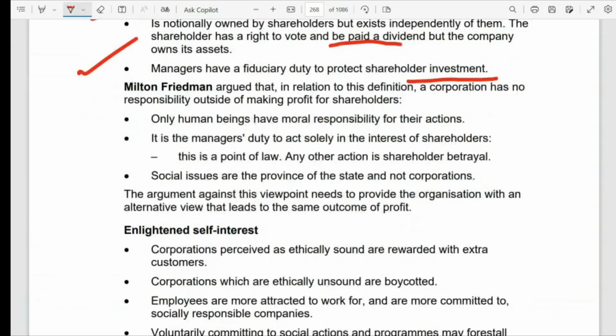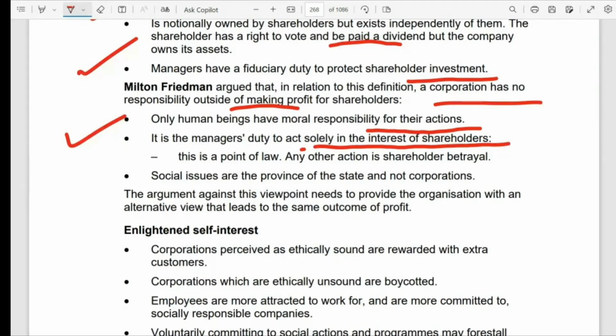Milton Friedman argued that, by this definition, a corporation has no responsibility outside making profit for the shareholder, because only human beings have a moral responsibility for their actions. Managers have a duty to act in the interest of shareholders, and in law, like any other person, the shareholder is better placed. Social issues are then the province of the state and not the corporation.